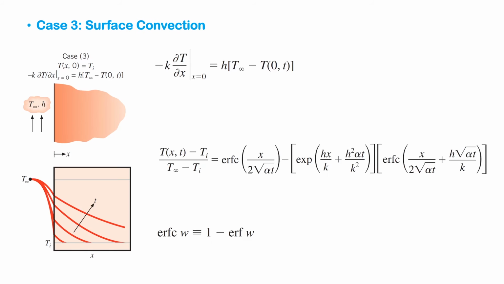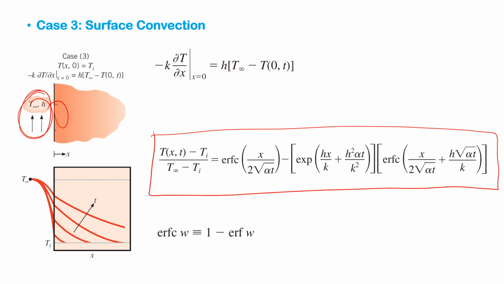You can also have a situation where we have convection, and the convective flux is equal to the conductive flux at the interface. Again, this is even more complicated to analyze, and if you go through extensive calculus steps, you will obtain the solution. Again, it involves the complementary error function, which is 1 minus the error function. And I'm not holding you responsible for the derivation.